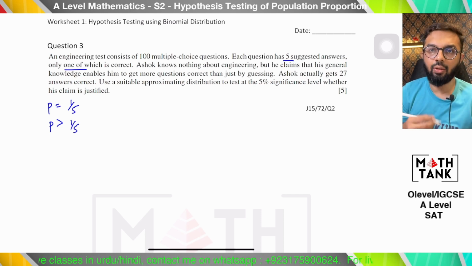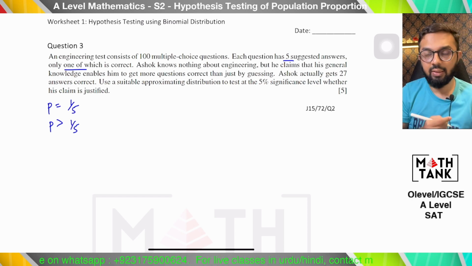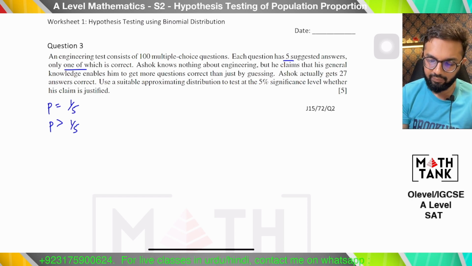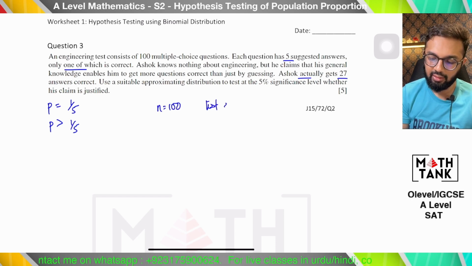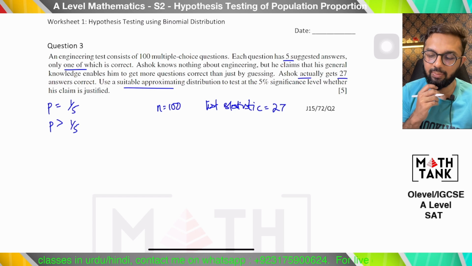So if you were guessing, your probability of getting it right would be 1/5, but he says he can guess it better, so greater than 1/5. Ashok actually gets 27 questions correct. So n was 100, and the test statistic came out as 27. Use a suitable approximating distribution.